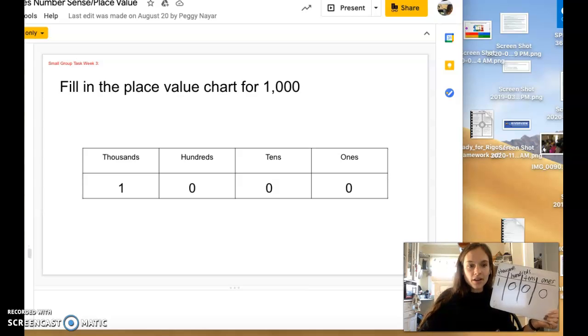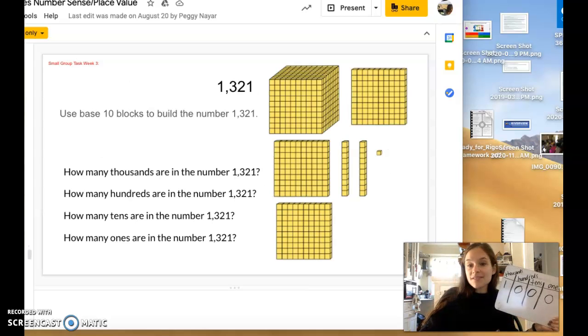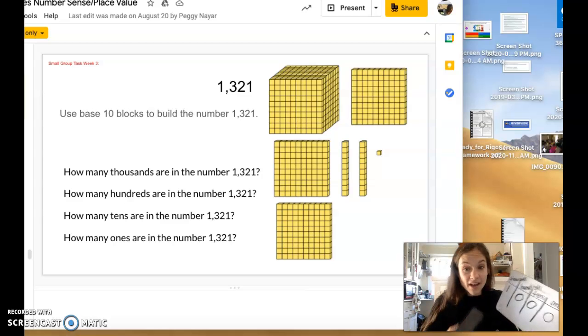Okay, we are going to do 2 more examples of numbers that are in the thousands.